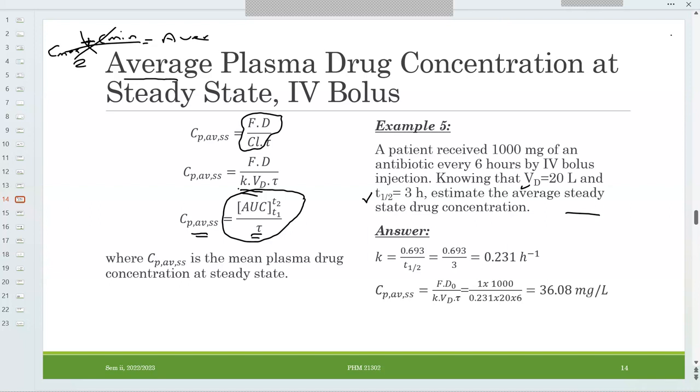You cannot find T half in any of these, but you can find K, which is related to T half. So first we calculate K. K is equal to 0.693 divided by T half equal to 0.693 divided by 3 hours. So this is the value of K. Then we can use this form. CP average, the average plasma drug concentration at steady state, equal to F dose divided by K VD times tau. VD we have from that problem. K we calculated already. Dose is given.